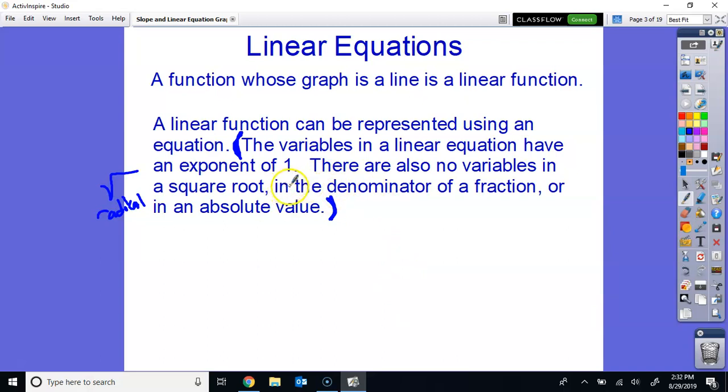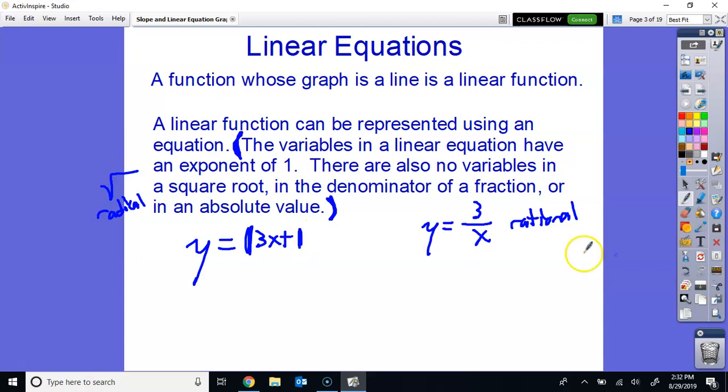You also will see that sometimes we'll get a variable in the denominator of a fraction, like 3 over x. That is not linear, but this is still a function. And when we talk about this later in the year, we call this a rational function. And then you'll also see that right here it says there's no variables inside an absolute value. Again, it's not the absolute value that's the problem. That is still a function. It's an absolute value function. It's just not going to be linear.